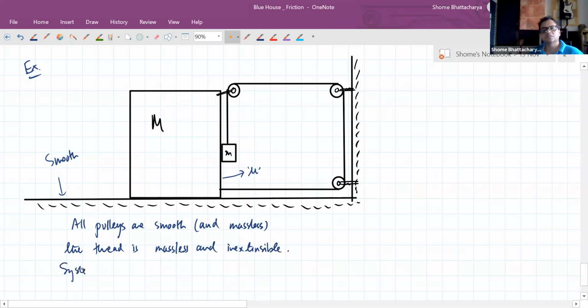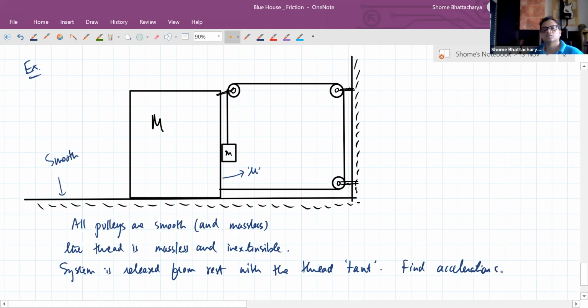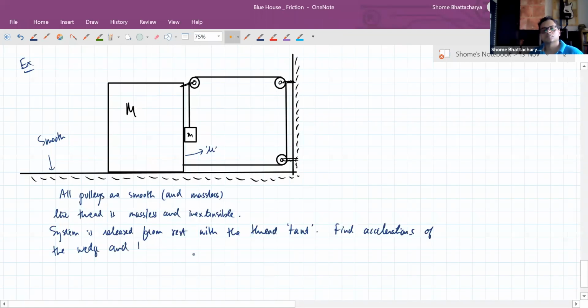So the system is released from rest with the thread taut. Find the accelerations of the wedge and the block. For that, given that capital M is, let us say, 4 times small m, the coefficient of friction is 0.3 and g is 10 meters per second square. So start working on this.